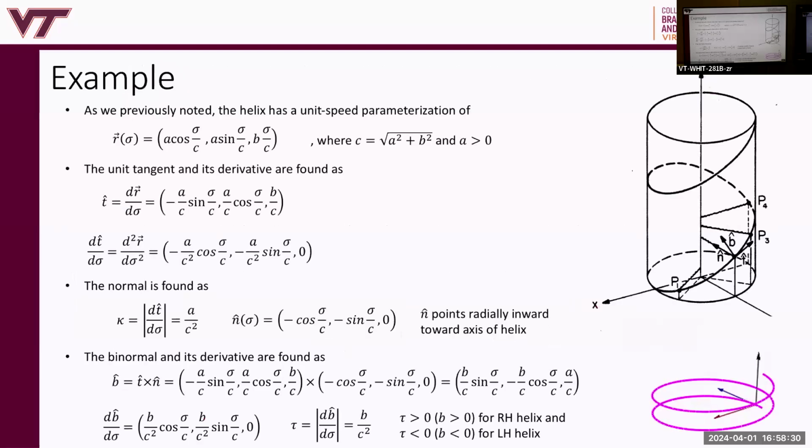Okay, let's do an example. As we previously noted, the helix has a unit speed parameterization of r of sigma, which is equal to a cosine sigma divided by c. So we replace t with sigma divided by c.